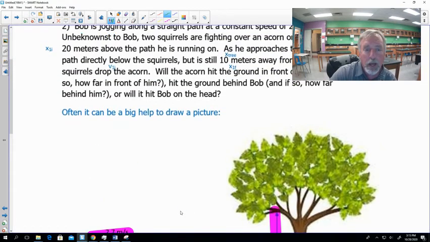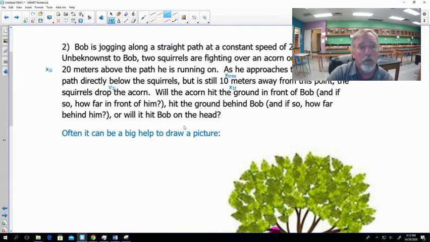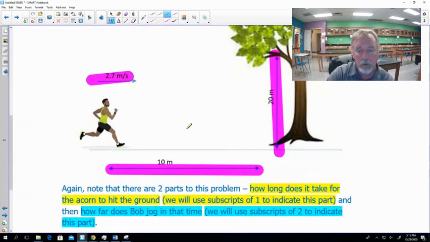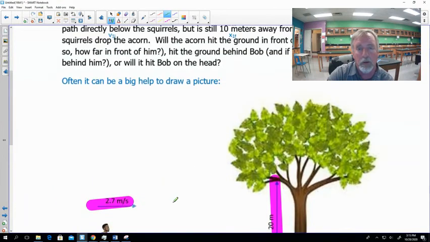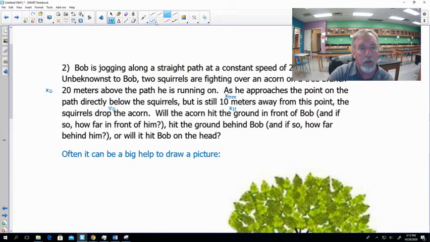So again, if we look at it, we're asking, where is Bob? We need to figure out where Bob is so we can tell if the acorn is going to land in front of him, and then how far in front of him, land behind him, or hit him on the head. So we need to know where Bob is when that acorn hits the ground. Well, that means we need to know how long it takes the acorn to hit the ground. So again, we have 2 parts to our problem, right? First one, how long does it take for the acorn to hit the ground?